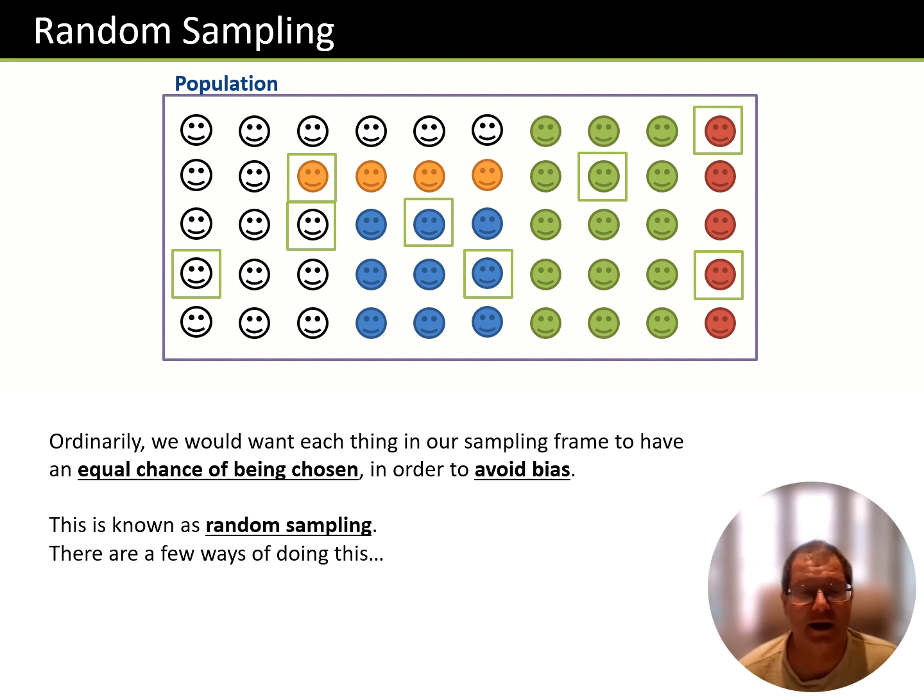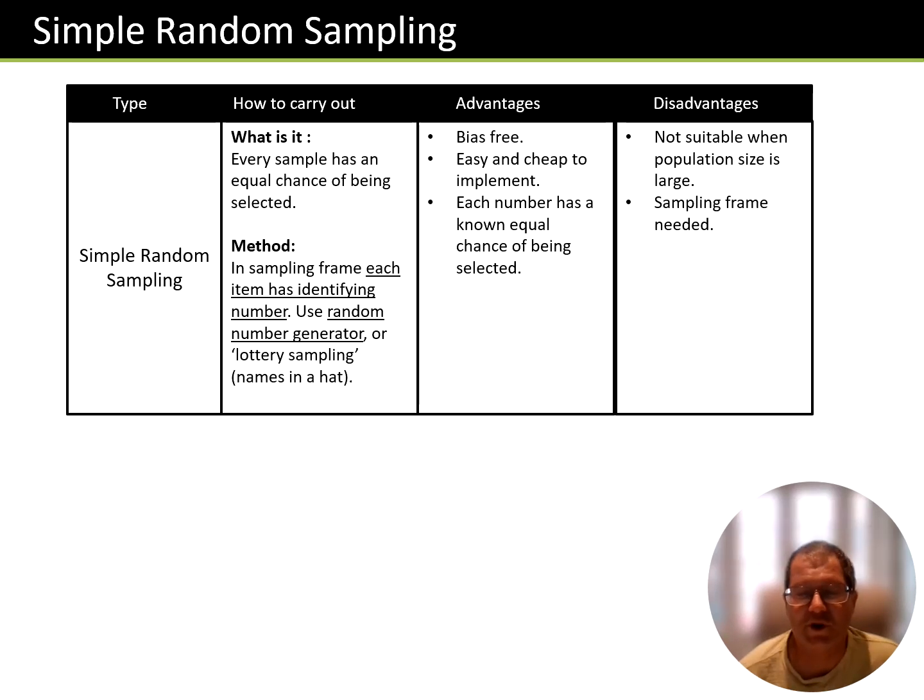However, we start off with simple random sampling. Ordinarily, we would want each thing in our sampling frame to have an equal chance of being chosen in order to avoid bias, and this is known as random sampling. And as it says, there are a few ways of doing this. For each of the 5 types of sampling, we've got 3 random and 2 non-random. There's going to be a table like this, how to carry out, advantages and disadvantages, which you can fill in the blanks on your copy.